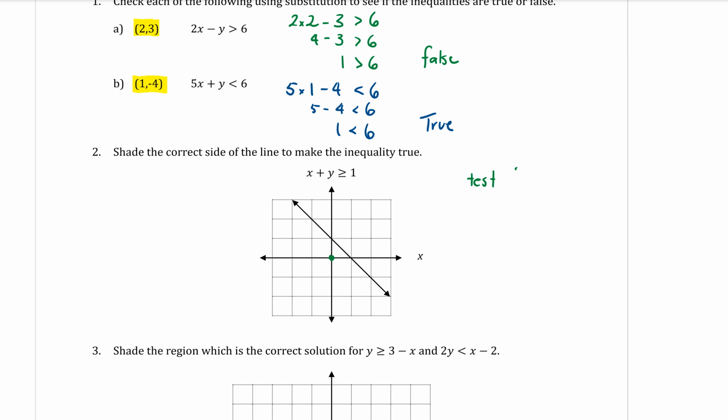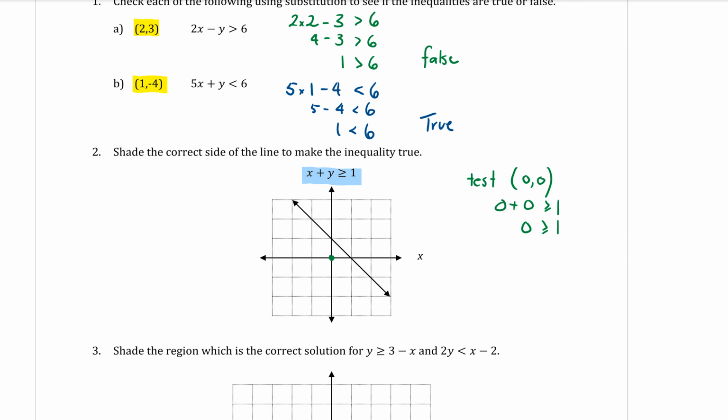So make sure you show what you've tested and your working out. I'm testing the point (0, 0), so I'm subbing into this equation. X is 0 and y is 0. So that is 0 plus 0 is greater than or equal to 1. Well, 0 plus 0 is still just 0. Is 0 greater than or equal to 1? Nope, it's less than, isn't it?